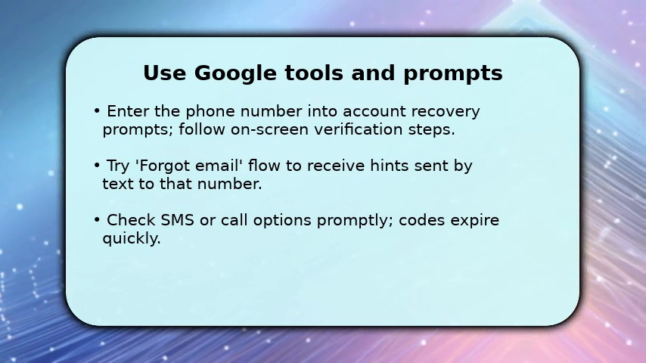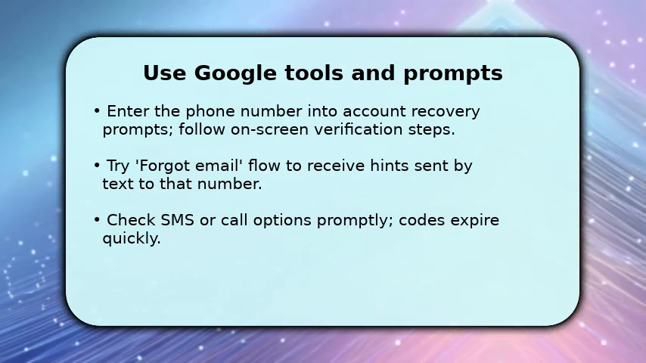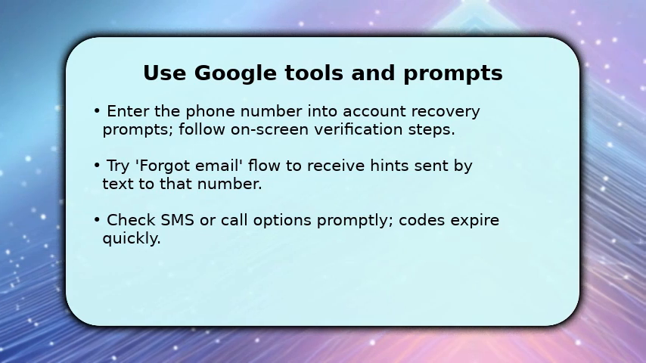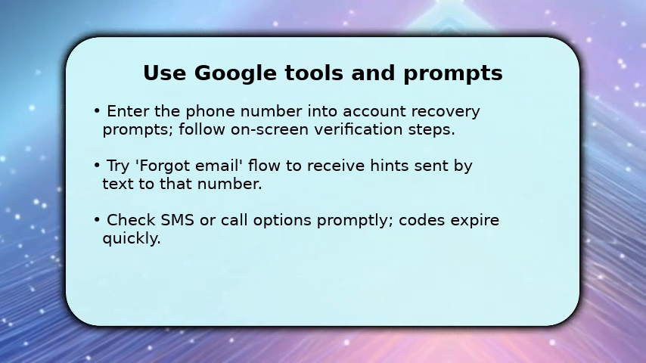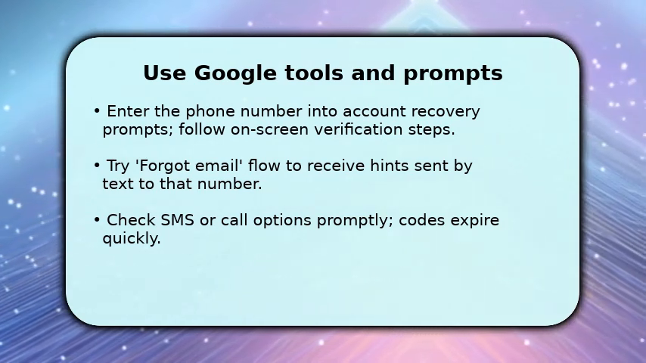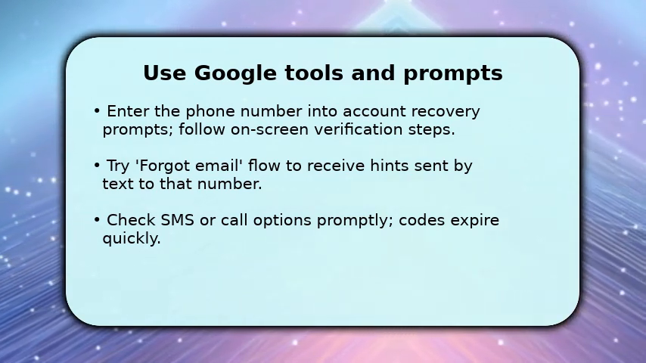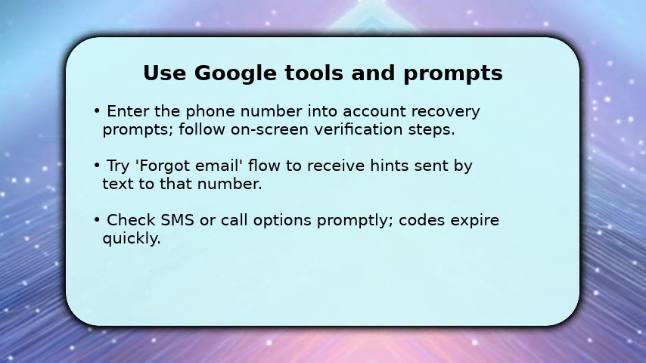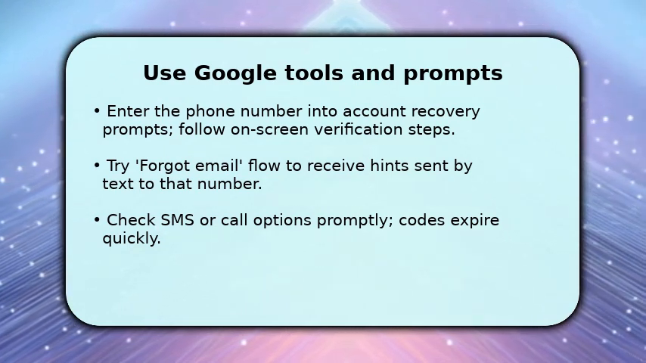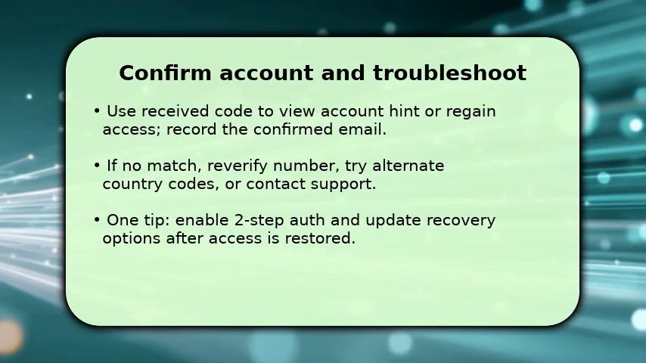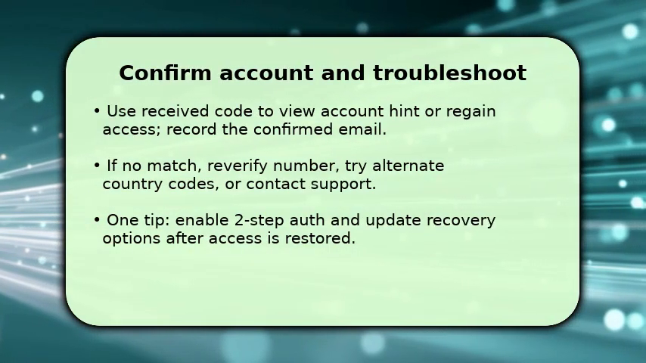Make sure your device can receive texts and that you type the code immediately because the window is short. If you don't get a code, retry the step after checking signal and number formatting. When you get a code and confirm an account, use that confirmation to sign in or to request an email hint. Record the recovered email for follow-up.